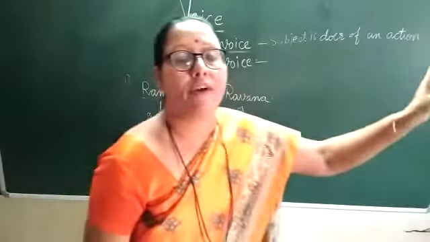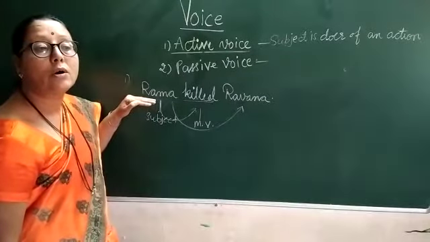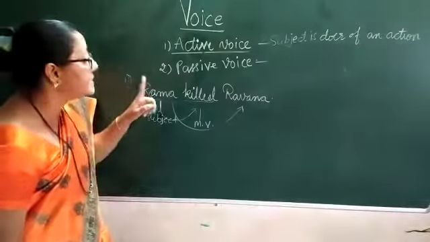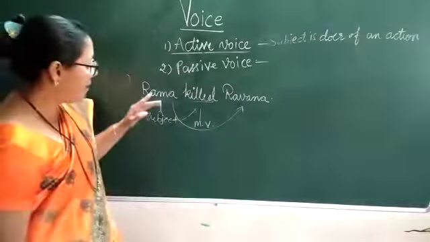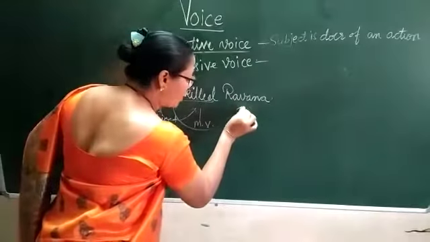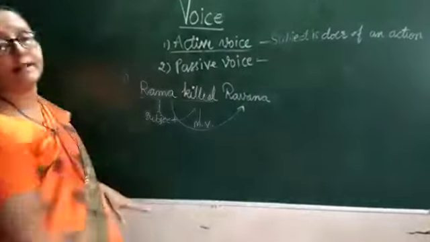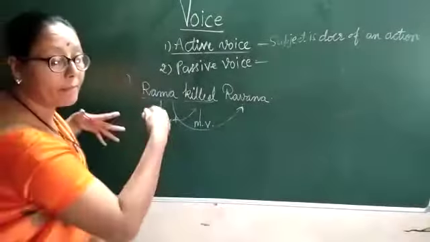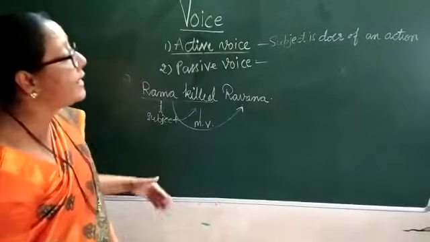subject is the doer of an action. Subject is doing some action here. Who is active in this sentence? Subject is active in this sentence. Rama is active in this sentence. Ravana did nothing. On whom was the action done? Action was done on Ravana. Who did that action? Rama did that action. Then which is the active character in the sentence? Subject is the active character in the sentence. Then what did we come to know?